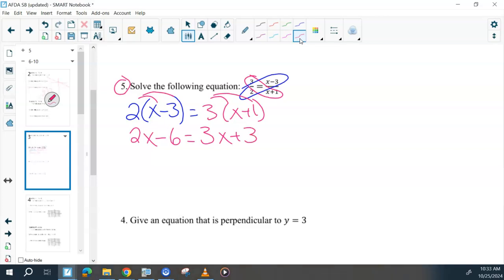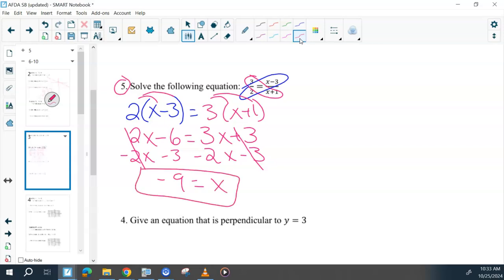And then you can start to move things. So it doesn't matter what you started with. Let's say I got rid of 2x by subtracting. And at the same time, I subtracted 3 to the other side. Those cancel, leaving negative 9 equals x. Questions on that one?